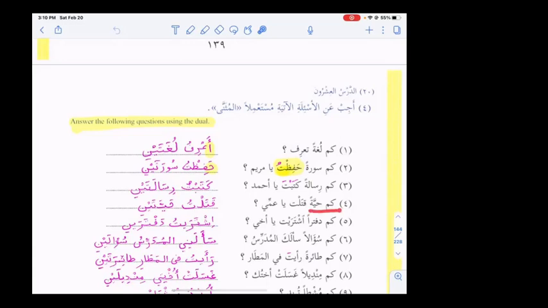Kam hayyatan katalta, ya ammi? Kataltu hayyataini, I killed 2 snakes, same, hayyatain. Kam daftaran ishtaraita, ya akhi? How many notebooks did you buy? Ishtaraitu daftaraini. So these are all mansub, same thing, mafulun bihi. It will apply to everything.